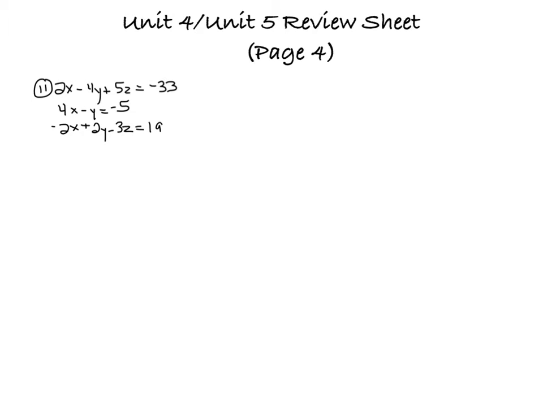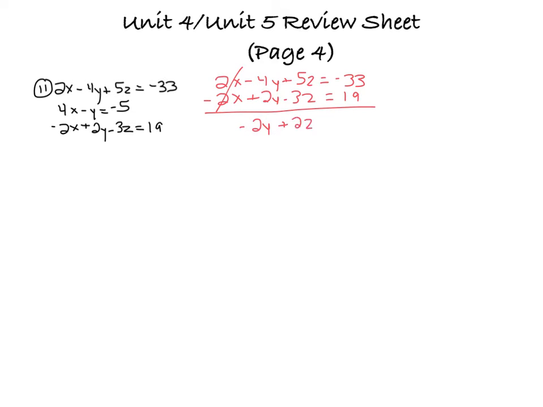So I'm going to line up this first equation, 2x minus 4y plus 5z equals negative 33, with the third one, negative 2x plus 2y minus 3z equals 19. I chose these two because when you combine them, the first two terms are going to cancel off. So it leaves us with, when we combine our like terms, negative 2y plus 2z equals negative 14. So I created an equation that has just a y and a z term in it.